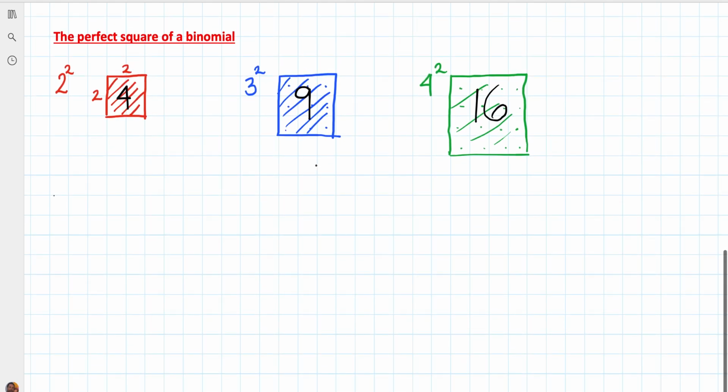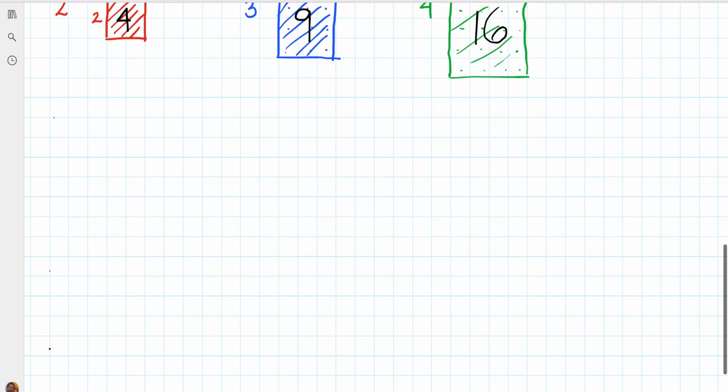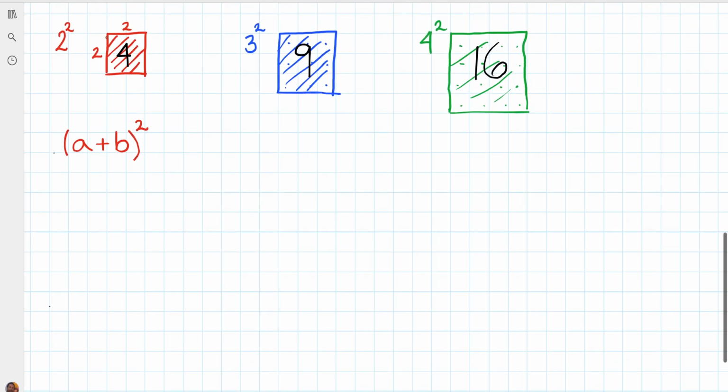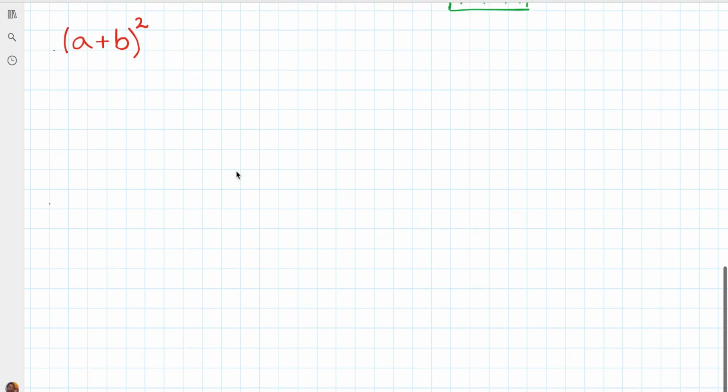So now let's think about what happens when we are actually squaring a binomial expression. Let's say that I'm going to do something like a plus b, squared. To do that, I'm also going to create a square because I have a binomial here, a plus b, and it's being squared. So we're going to use the same principle that we used here. The only thing is that I don't have only a number, but I have a plus b. And we're going to create a square and see what happens with that.